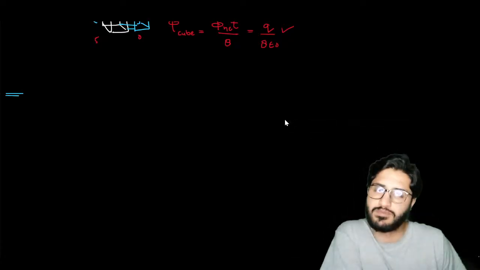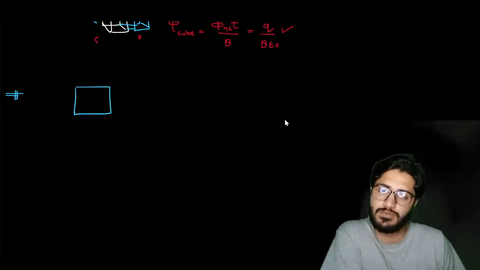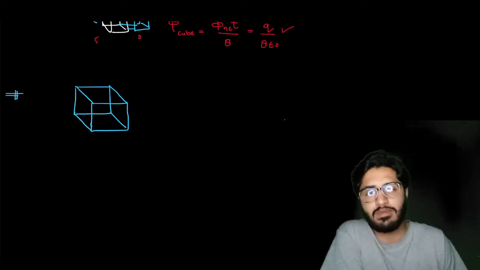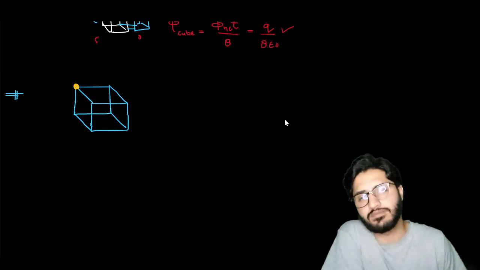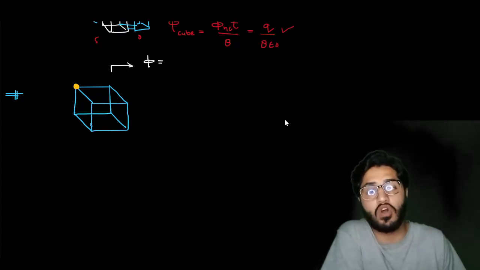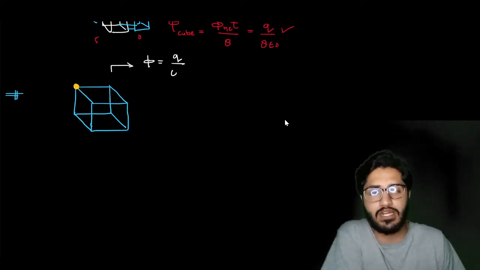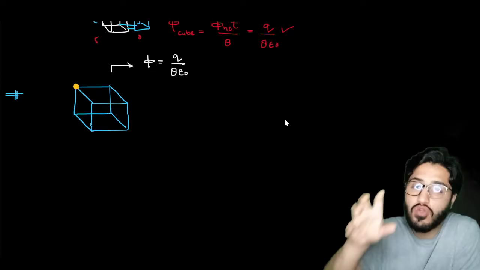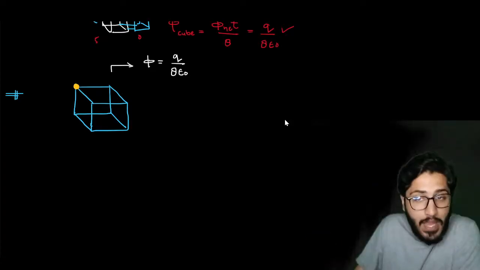Now look, this is my cube. This is my cube. This is my cube. Okay, look now. And my charged particle is at this corner. So what will be the flux through this cube? Sir, we got it now. It is q by 8 epsilon naught. So the flux through the whole cube is q by 8 epsilon naught.